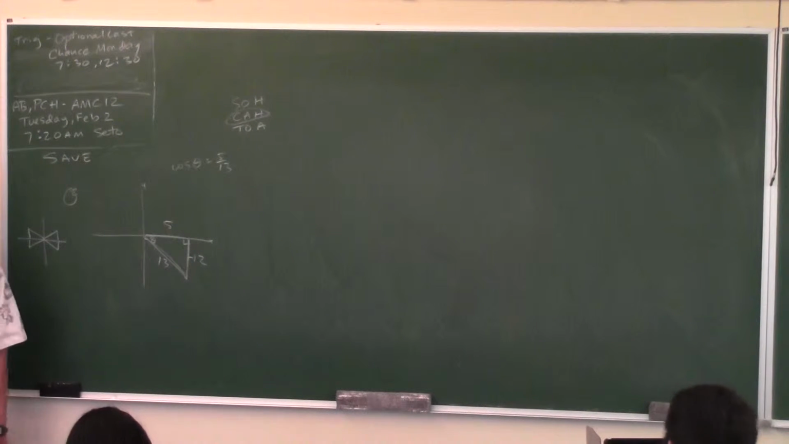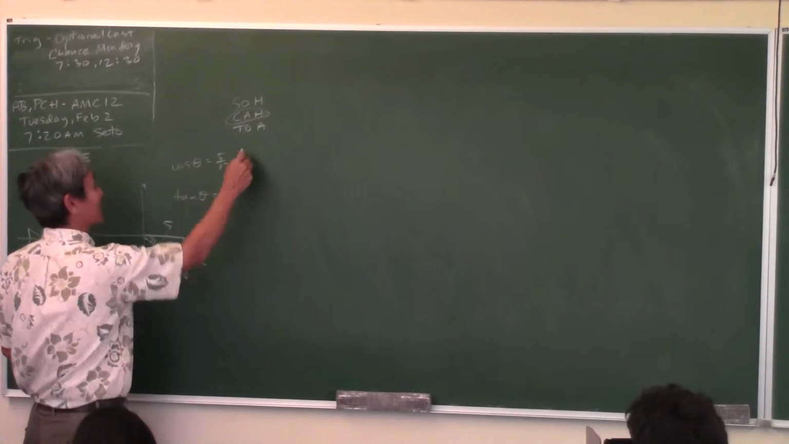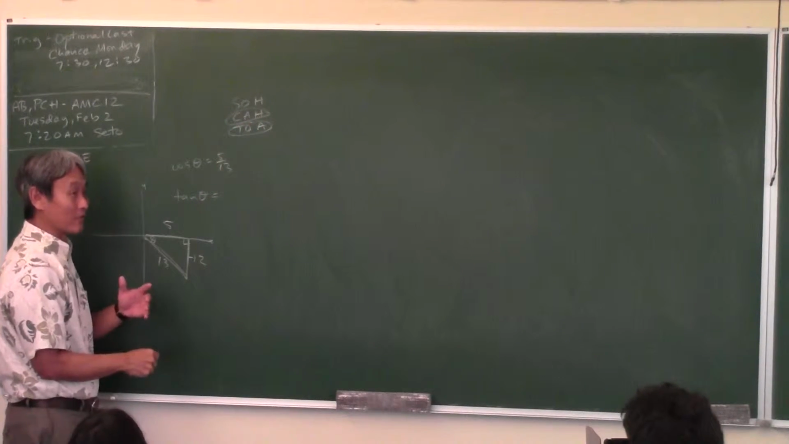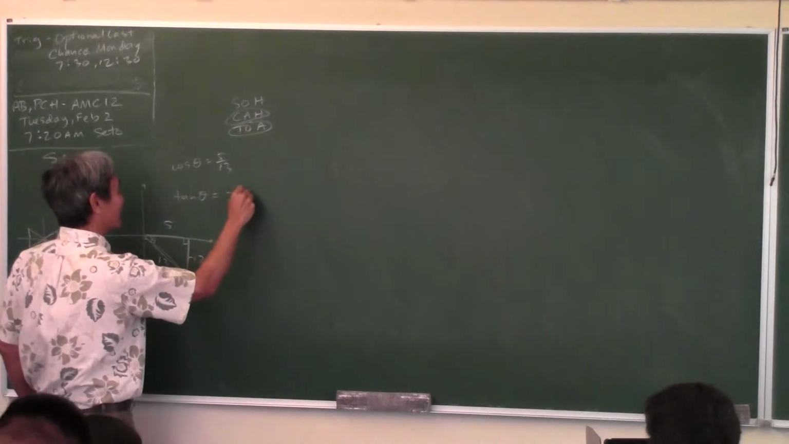Okay, so now, I forget the question. What is the value of tangent theta? Well, you simply got to look at that now. TOA, opposite over adjacent. So here's the angle. Opposite over adjacent. -12 fifths.